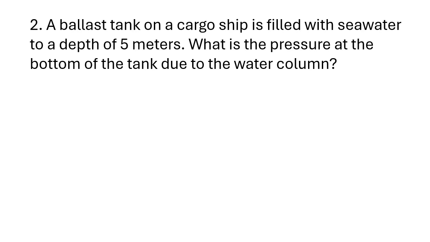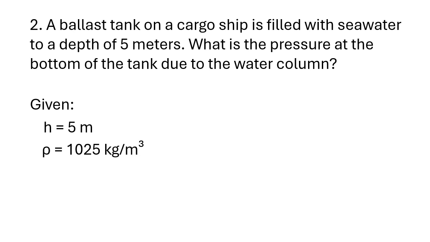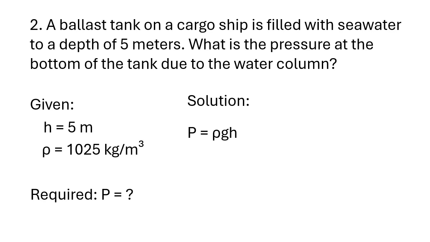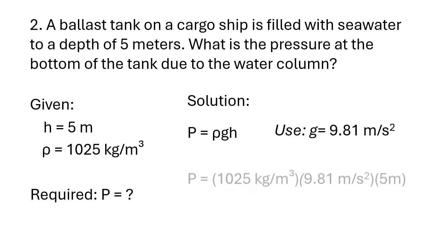Again, let's understand and identify our given information. So we know that the height or the depth is 5 meters. And the density of seawater is given as 1,025 kilograms per cubic meter. We are asked to find the pressure at the bottom of the tank. Hence, P equals density times gravity times height. And again, we use G equals 9.81 meters per second squared.